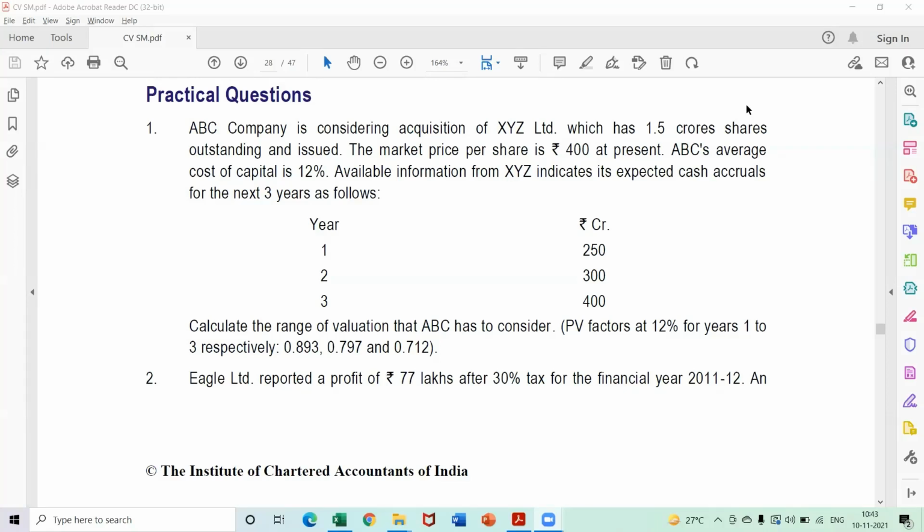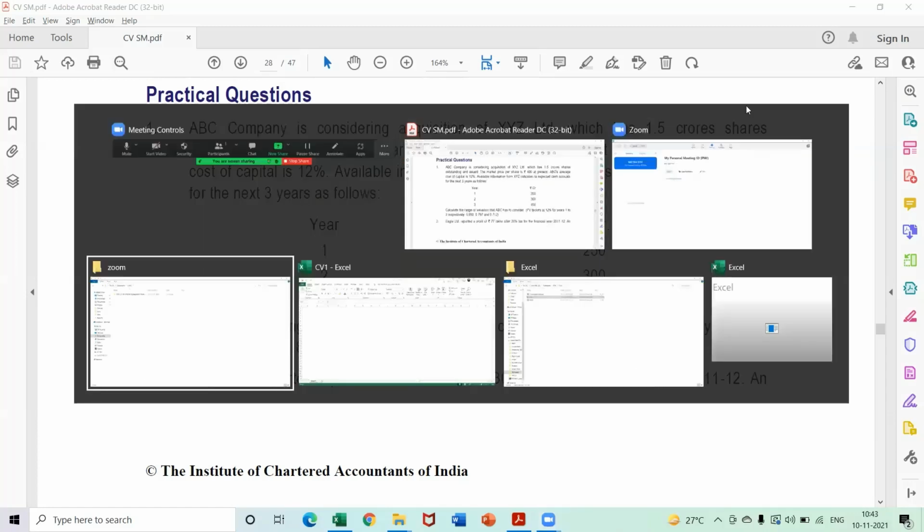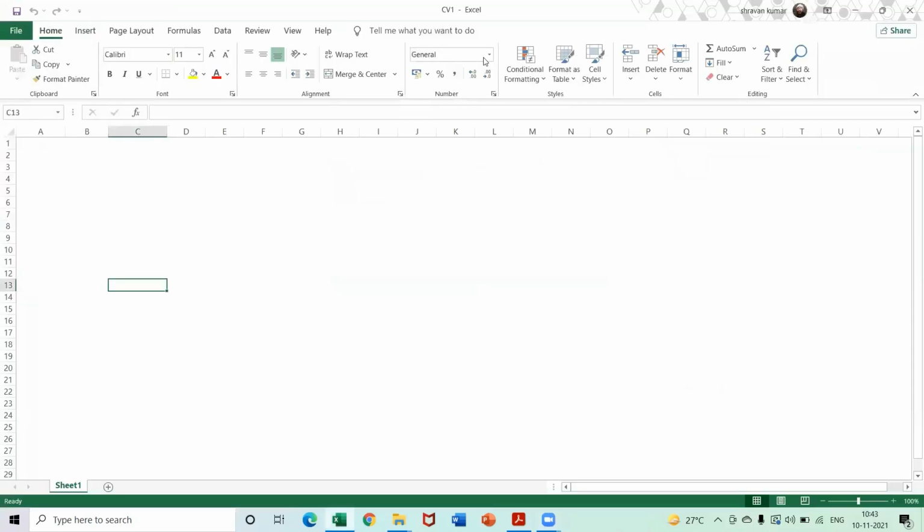So how many types of valuation are there here? One is based on market value. The other is the DCF method. Right. Correct. So let us solve it. Valuation method, value, per share value, right? This total value should be in crores.